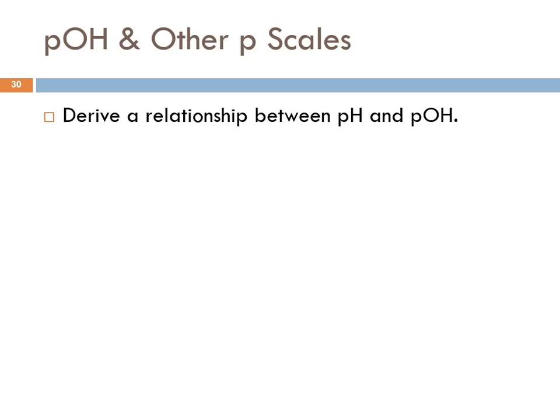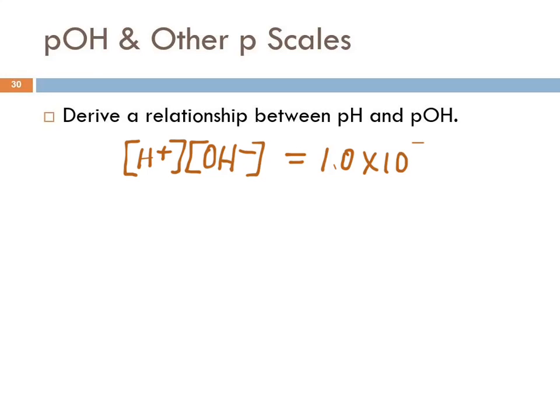Derive a relationship between pH and pOH. Well, what's the relationship between the concentrations of H and OH? If we multiply them, they equal 10 to the minus 14. So I'm just going to go with hydrogen; I'm sick of writing H3O. [H+] times [OH-] equals 1.0 times 10 to the minus 14. That's the equilibrium expression for the ionization of water, the self-ionization of water.